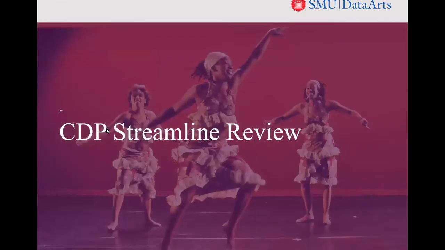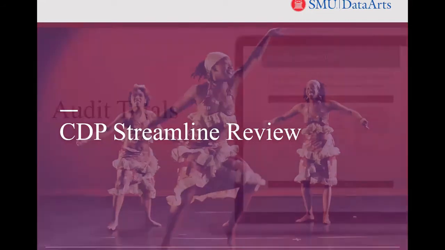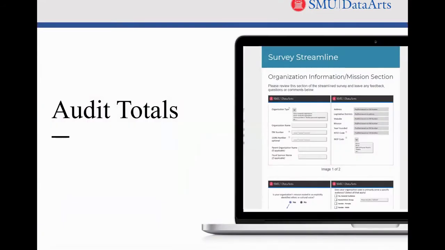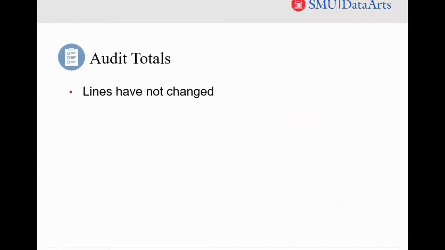So let's get started. We'll begin our walkthrough of the Streamline survey. We're going to start with audit totals. There's not too much that has changed in this section. All of the same line items remain in place in the survey. What's mostly changed is the placement of these items.